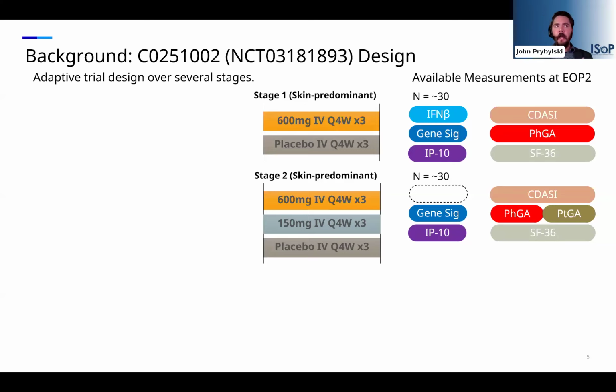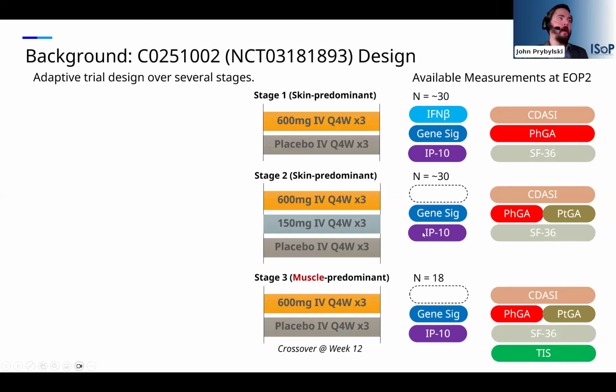Interestingly, at the time we were making decisions for end of phase 2, we did not have interferon beta concentrations measured for these stage 2 subjects. And it's not like they were measured where there was uncertainty to the data, but it was that we just didn't have it. It was missing. It wasn't assayed. So we didn't have it at that time.